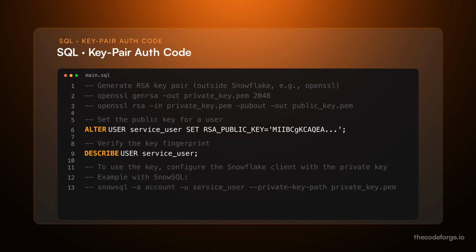First, generate an RSA key pair using OpenSSL. Then set the public key for the user with alter user. Verify the fingerprint and configure the client to use the private key.